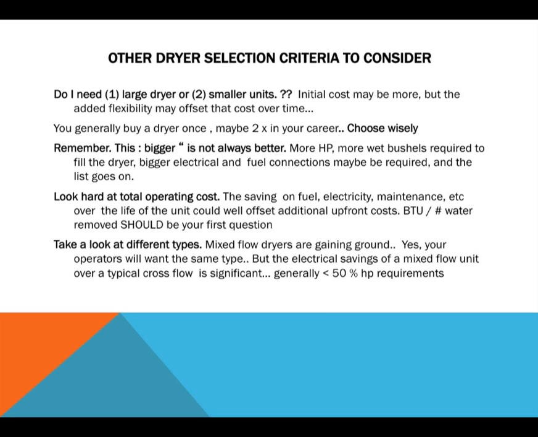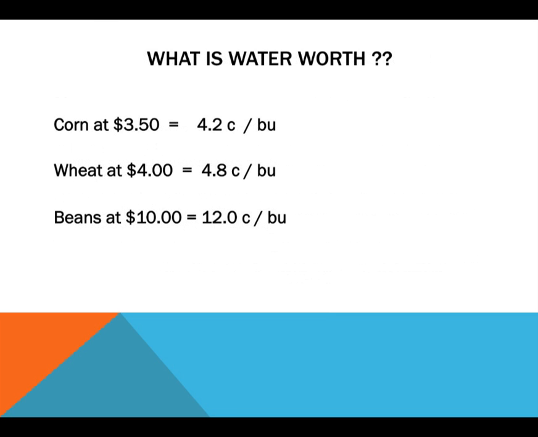Remember, bigger is not always better. Take a hard look at your operating costs and take a look at different types of dryers. Here again, mentioning some of the mixed flow units there. So what's water worth? One point of moisture of water, at today's corn price of $3.50, is worth 4.2 cents a bushel. Wheat at 4.8, almost 5 cents, and soybeans at 12 cents a bushel. If you over dry soybeans by one point, you lost 12 cents a bushel, easily, not including the cost to dry. You just lost maybe all the margin that you might have had in the first place. So water's worth a lot.